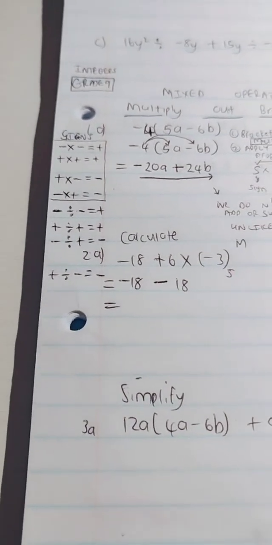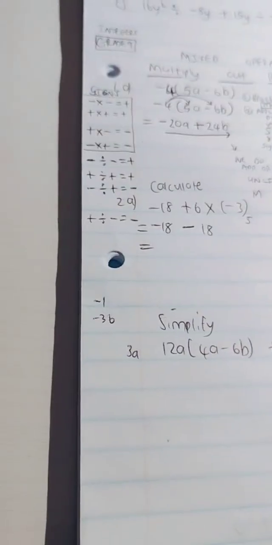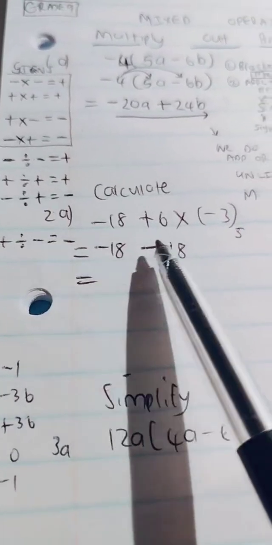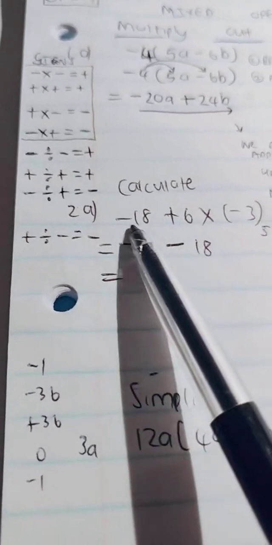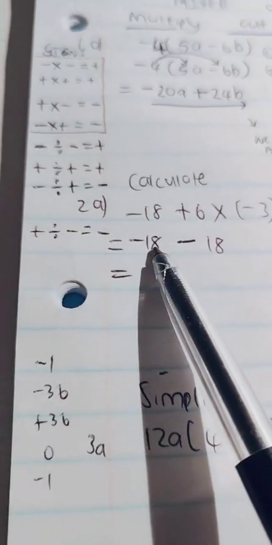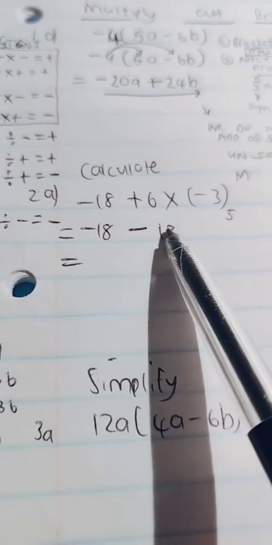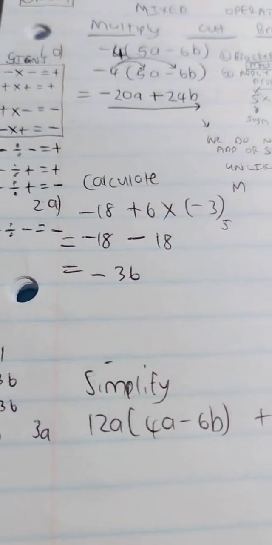Negative 1. Negative 36, some people say, plus 36, some people are saying 0, some say negative 1. People, this is very interesting. Negative 18 minus 18, we are already there amongst the negative numbers. It's negative 18. All we do now from that negative 18, we subtract 18. Guys, the answer is negative 36.